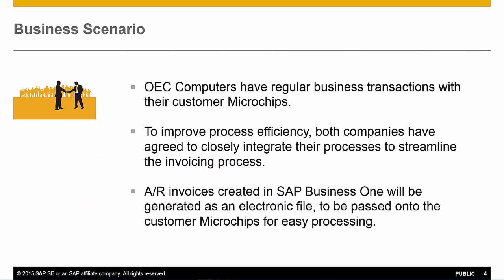Let's review a typical business scenario. OEC computers have regular business transactions with their customer microchips. To improve overall process efficiency, both companies have agreed to closely integrate their processes to streamline the invoicing process. Accounts receivable invoices created in SAP Business One will be generated as an electronic file, and then they can be passed onto the customer microchips for easy processing.